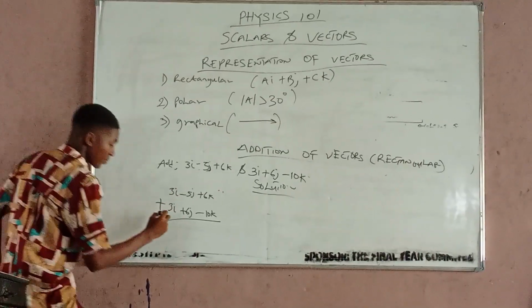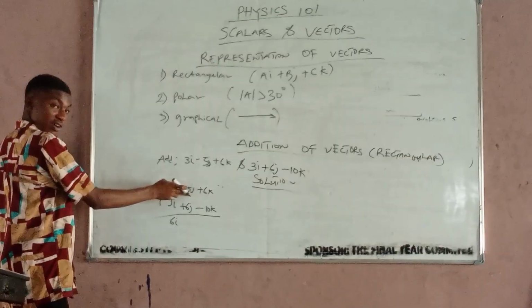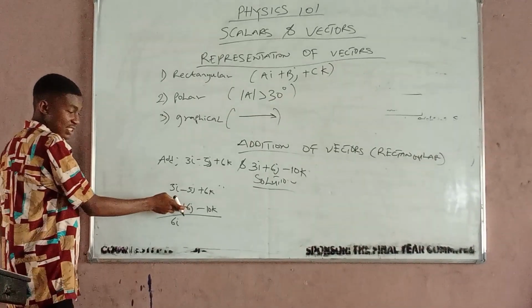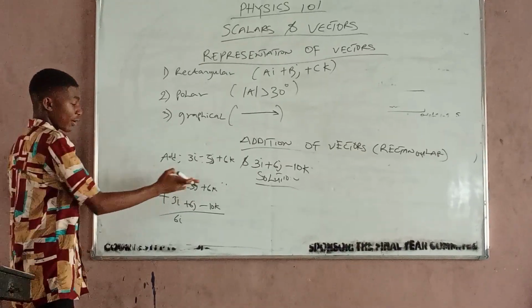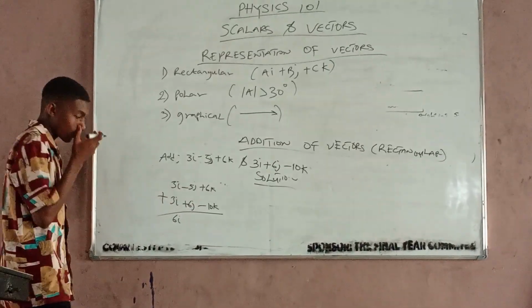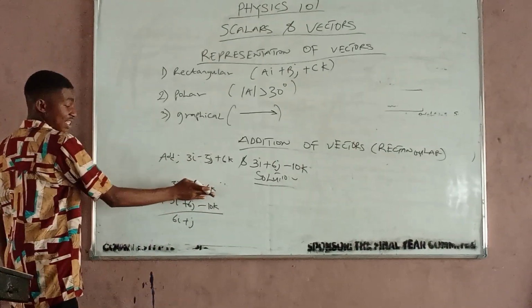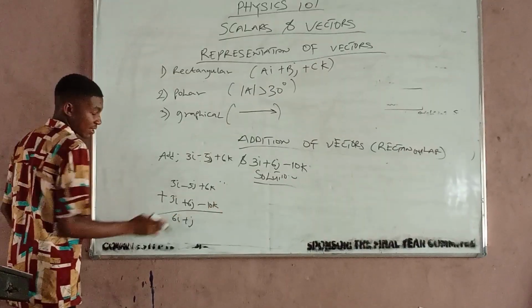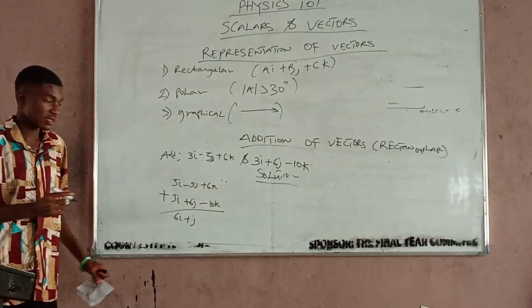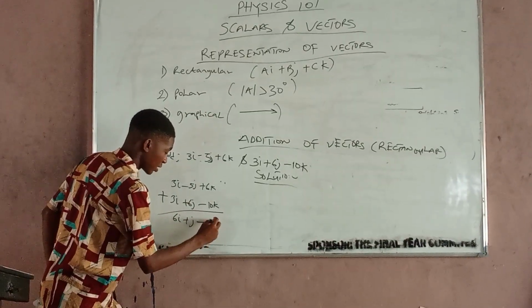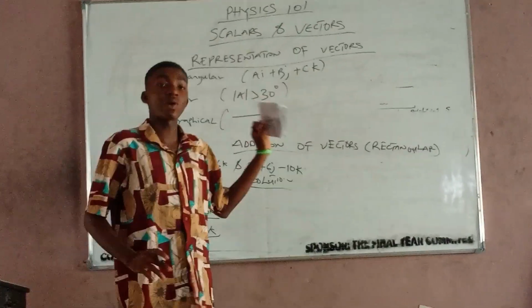3 plus 3, 6i. Minus 5 plus 6, because there's plus 6, so minus 5 plus 6 is what? Plus 1. That is plus j. Then 6 plus minus 10. Plus times minus is what? Minus. That is 6 minus 10, which is minus 4k. This is the addition of vectors based on the rectangular form.